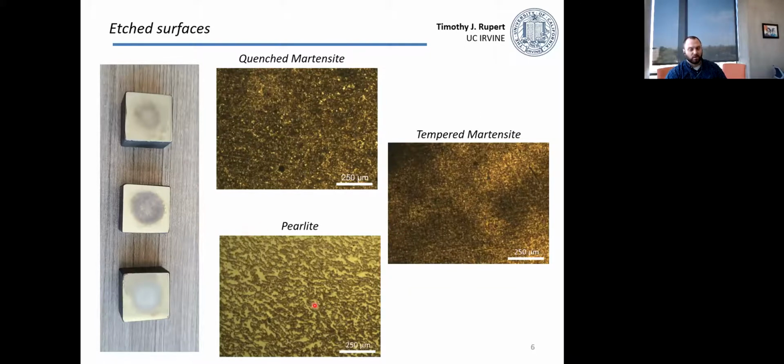In the pearlite, even at this low magnification, it's easy to see those large bright regions. Those are that primary ferrite that formed. Remember, we're not right at the eutectoid point, so that's some of the primary ferrite that formed. And those dark regions are pearlite regions.